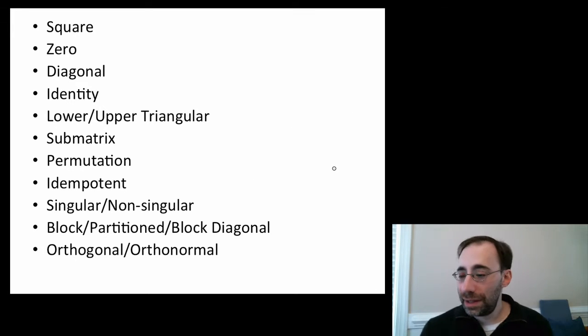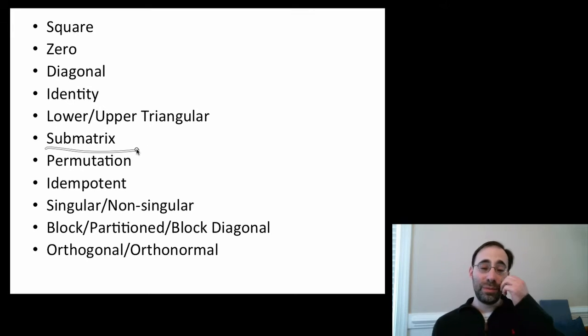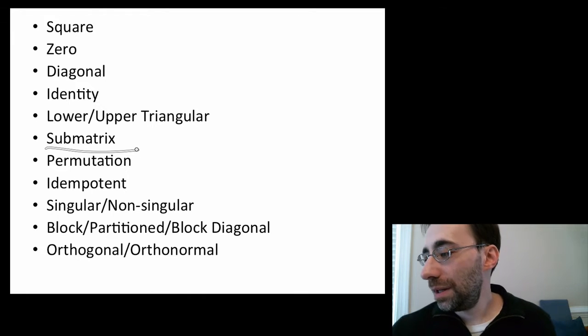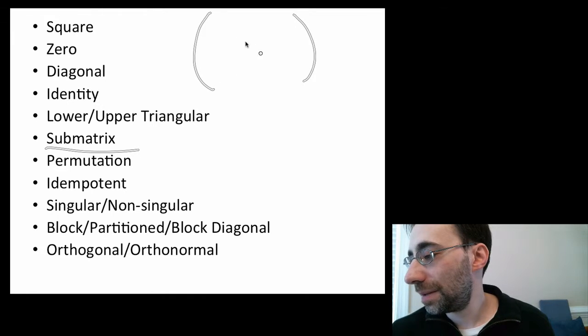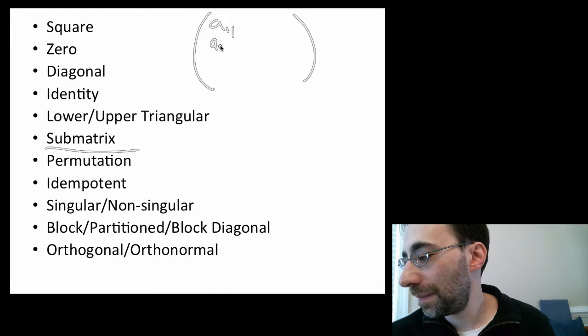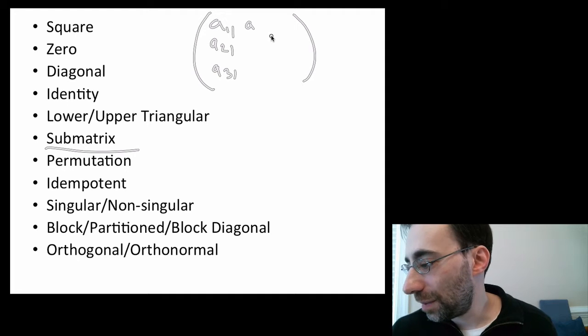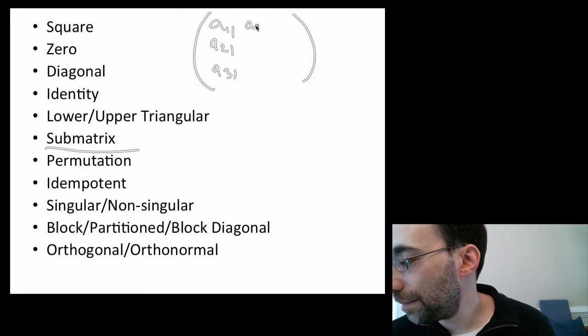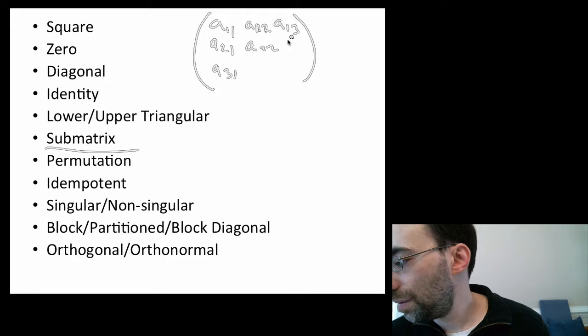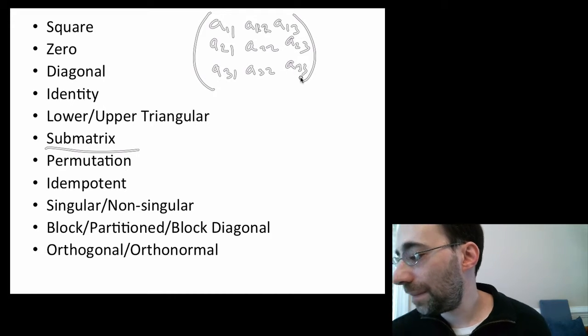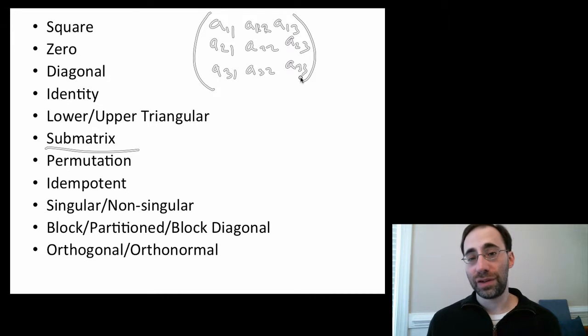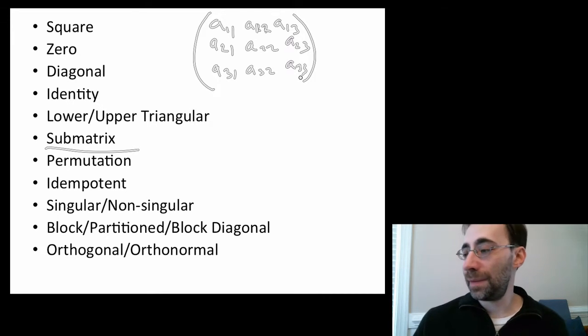A submatrix is what you get when you remove a row and column from a matrix. So if here's my matrix, I'm just going to make this general this time. I should use 2 by 2. I guess I can't use 2 by 2 for this case. It's not very interesting. A 1,1, A 1,2, A 1,3, A 2,1, A 2,2, A 2,3, A 3,1, A 3,2, A 3,3.